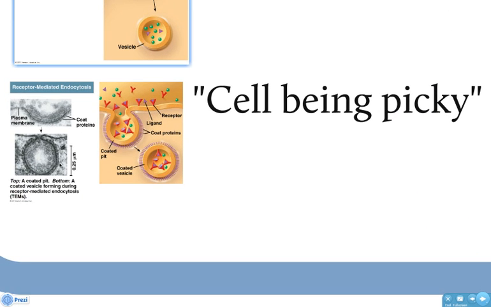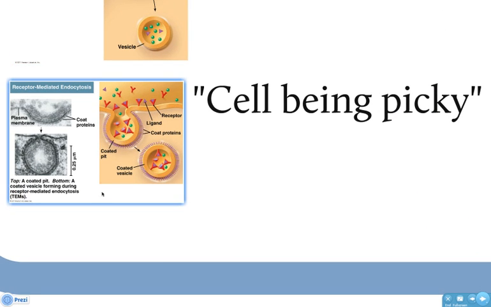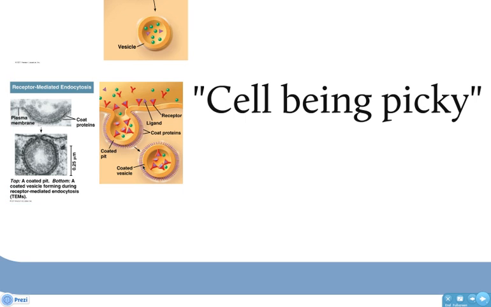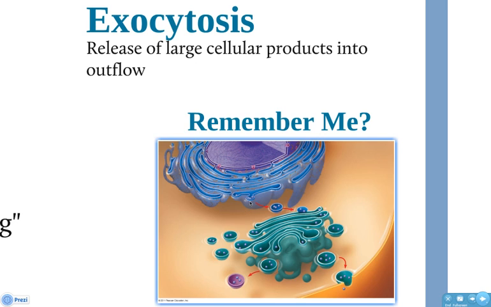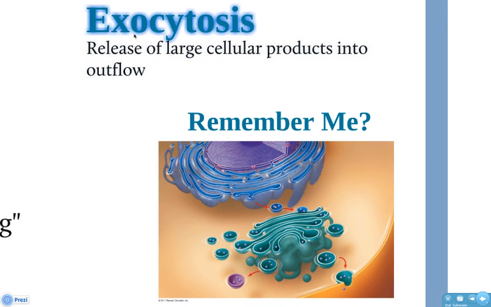The receptor-mediated endocytosis, which is just the cell being picky. This ligand is coming in to the cell, it's got the receptor which says, all right, you can come in, and then the cell membrane will pinch off around it, and it's coated, with coat proteins, making a coated vesicle. Exocytosis, and you may remember this from the rough ER creating the vesicle to go to the Golgi, where there is modification, and then it exits the cell. So exocytosis, exiting. It's the release of large cellular products into the outflow.